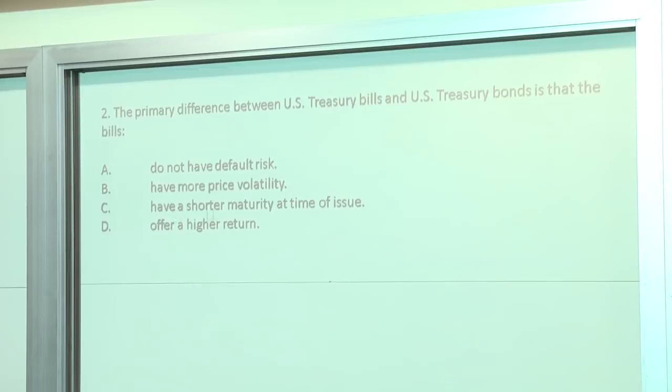The options are: more price volatility, have a shorter maturity at the time of issue, offer a higher return. Okay, so the answer is C. They have different maturity at the time of issue. That's a major difference. The risks are the same. They are riskless, and the treasury bills don't have a higher return. They have lower price volatility, and both of them do not have default risk. Okay, the answer is C.